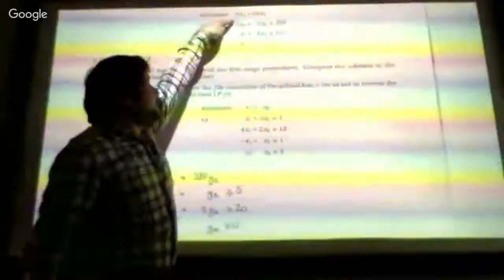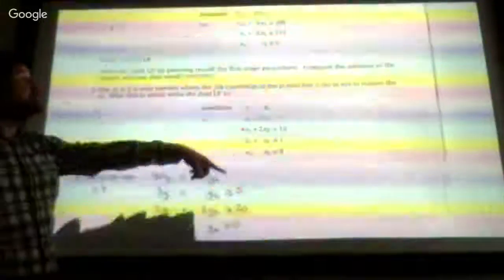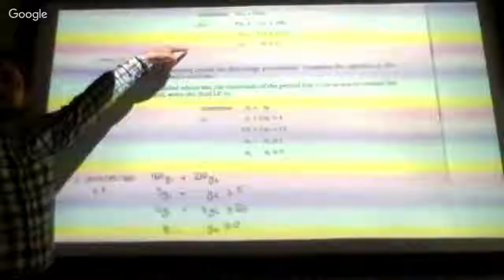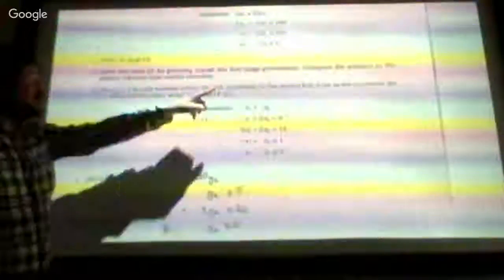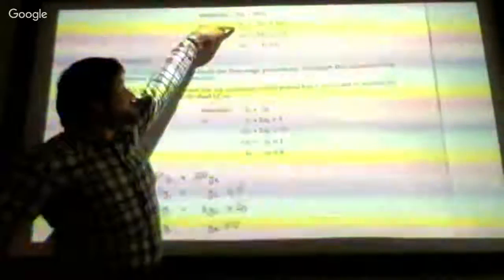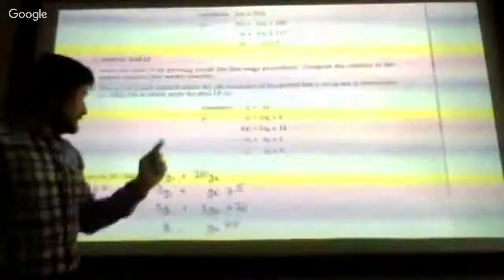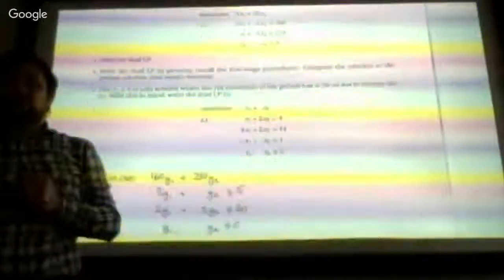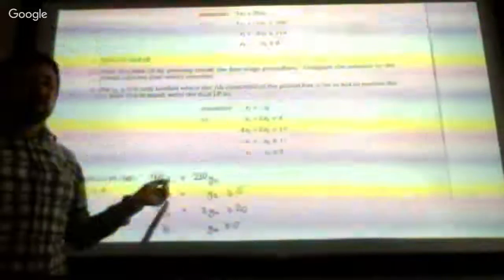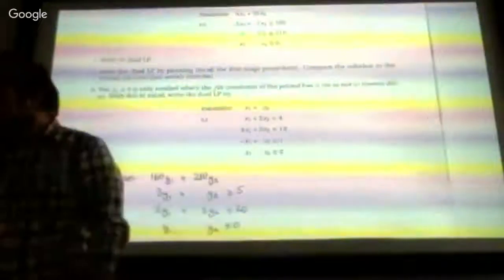Maximize in this LP turns into minimize in this LP. 5 and 20 in the objective turn into 5 and 20 in the right-hand side. These two right-hand sides turn into the objective coefficients. And 3 and 1, 3 and 1, 2 and 3, 2 and 3. Okay, that's dualization. Did you get that, Libby? This bit? Yeah. Okay, good.